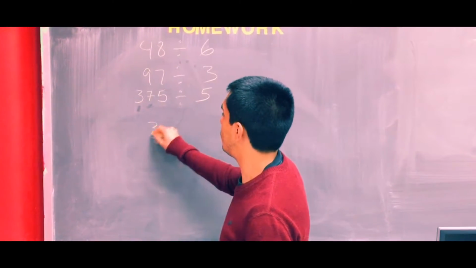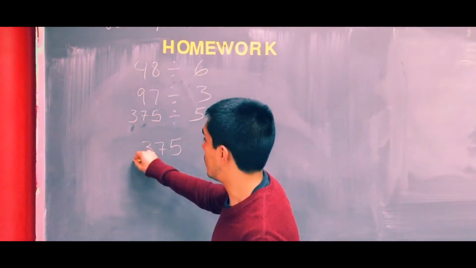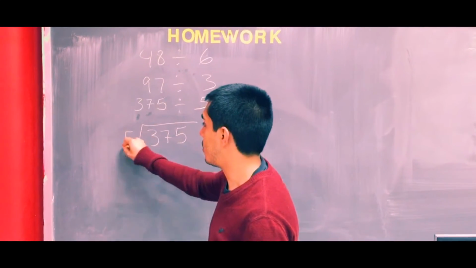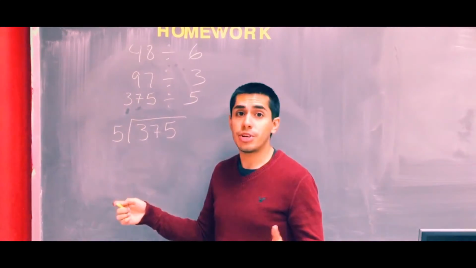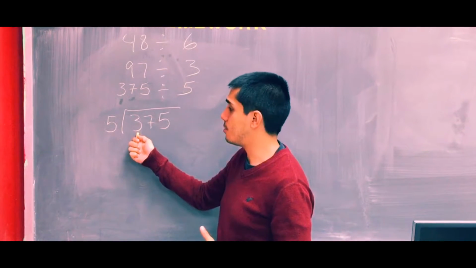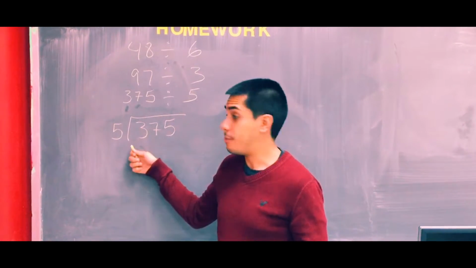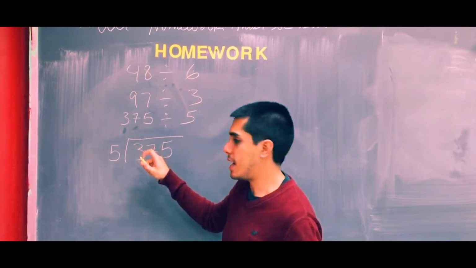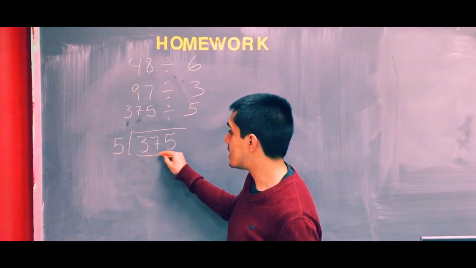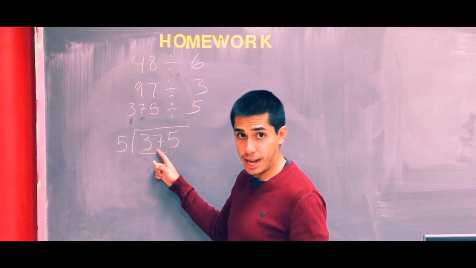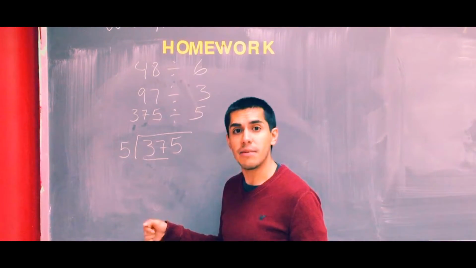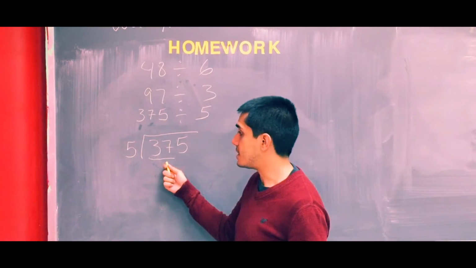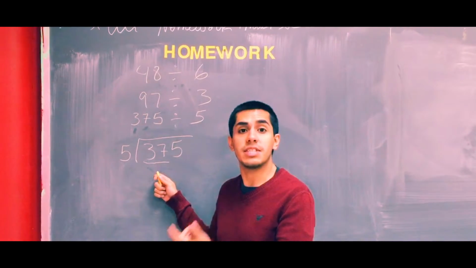So, like before, make sure they put the bigger number inside the box and the smaller number on the outside. So they should always start by asking themselves, can 5 go into 3? Well, no, it can't because 3 is smaller than 5. So they're not going to put anything there. They're going to move on to the next number and take both numbers into account. So now you're dividing 37. Can 5 go into 37? Yeah, because 37 is higher.